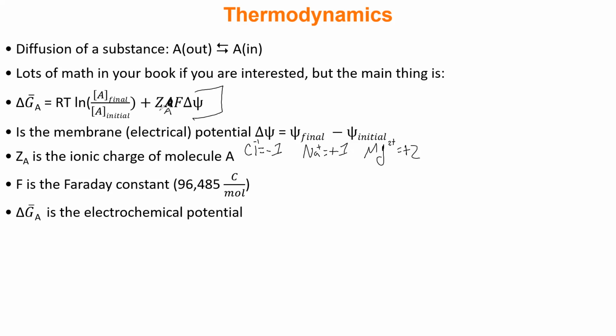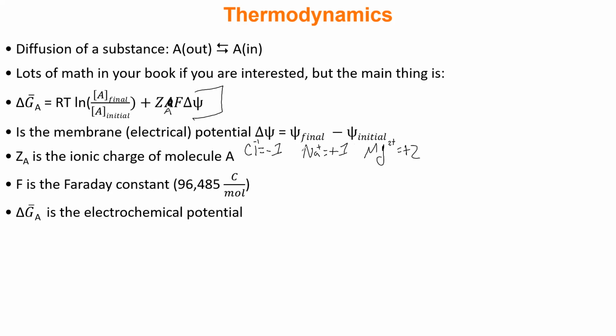So plus the charge of your molecule multiplied by Faraday's constant, so just a constant, 96,485, multiplied by the electrical potential of your membrane. So the final charge minus the initial charge.